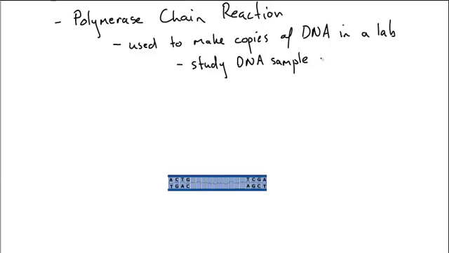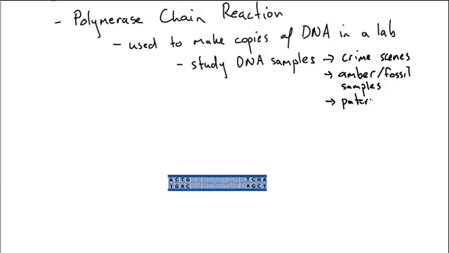So we might be studying DNA samples from crime scenes, from things like amber, think Jurassic Park, fossil samples. We might even be looking for paternity or ancestry.